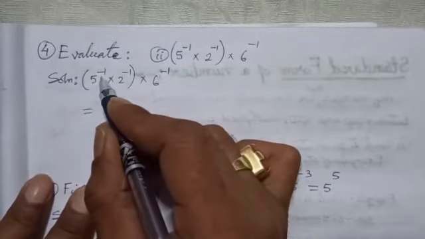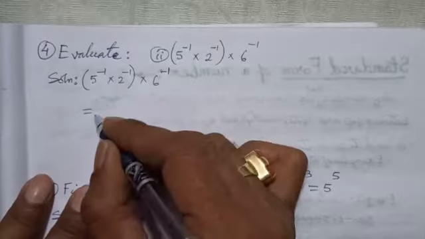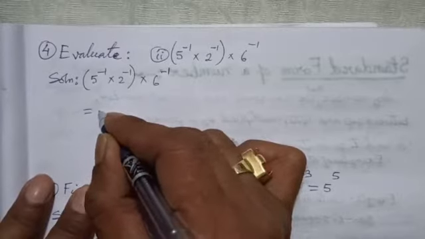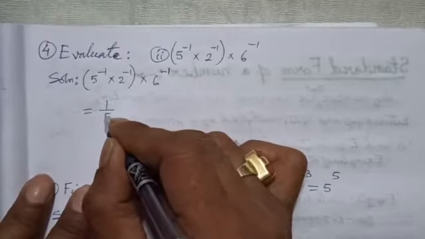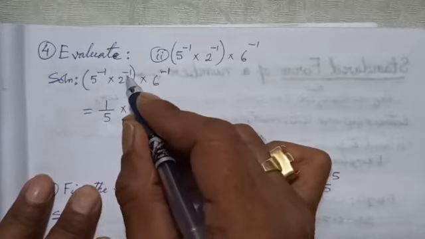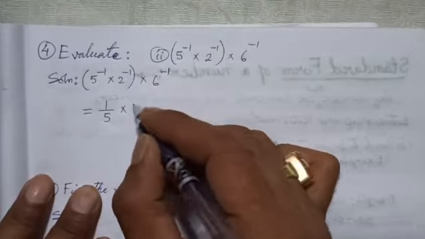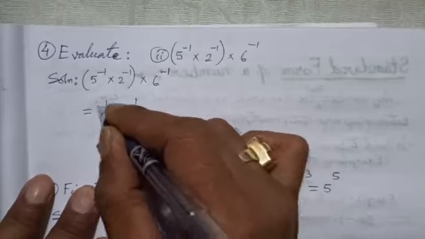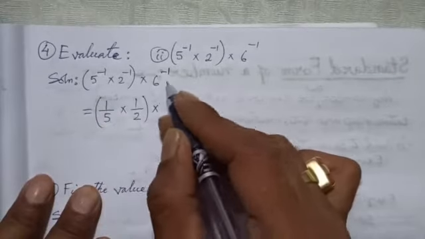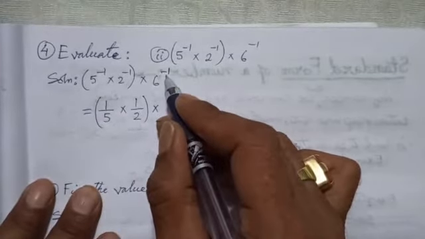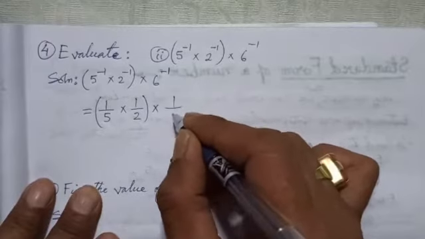If there is a minus sign in the power, then we leave the minus sign from the power and write 1 by 5. Here is a minus sign in the power, so we are leaving the minus sign from the power, then we can write 1 by 2 into, here is also a minus sign in the power, so we can leave this minus sign and we can write 1 by 6.